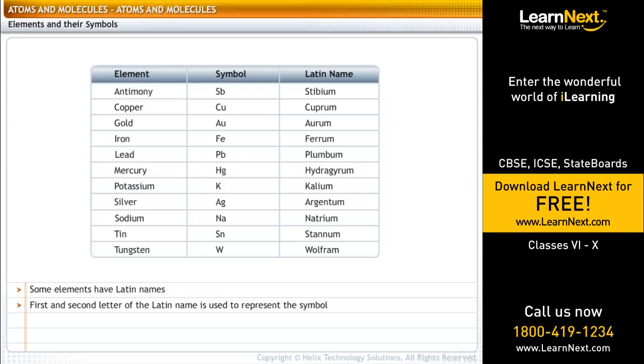Iron as ferrum, and the symbol is Fe. Lead as plumbum, and is represented by Pb. Mercury as hydrargyrum, and is represented as Hg. Kalium is the Latin name of potassium, and its symbol is K. Silver as argentum, and it is represented as Ag.